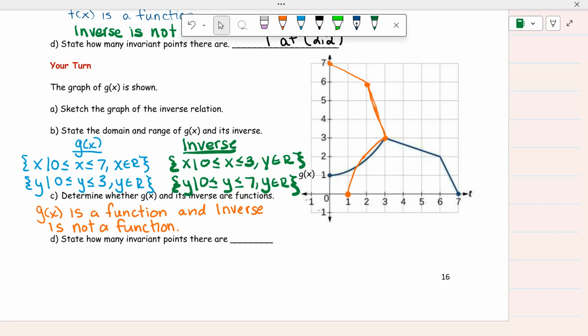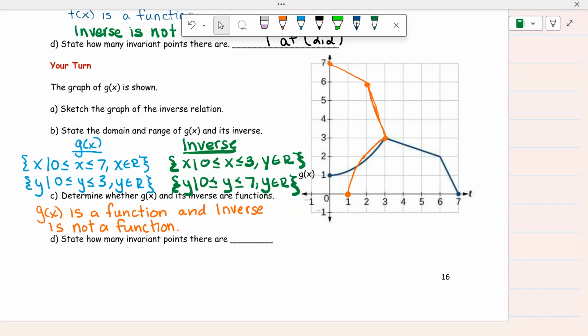How many invariant points did you guys say? 1. There's actually, draw the y equals x line. How many times do you touch? So I'd agree there's one nice one, but is there another one?